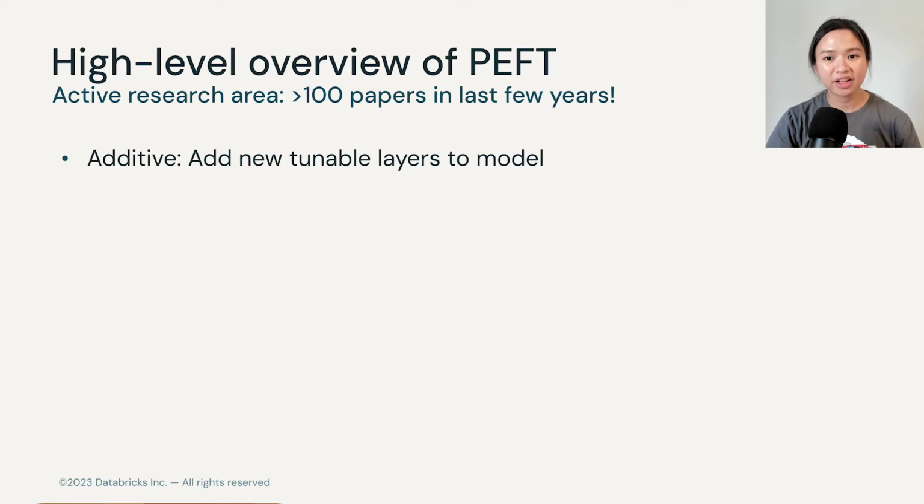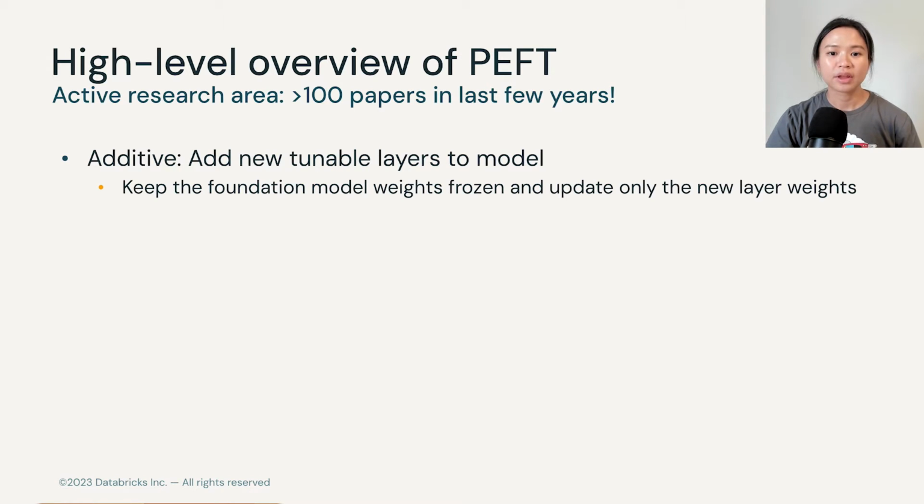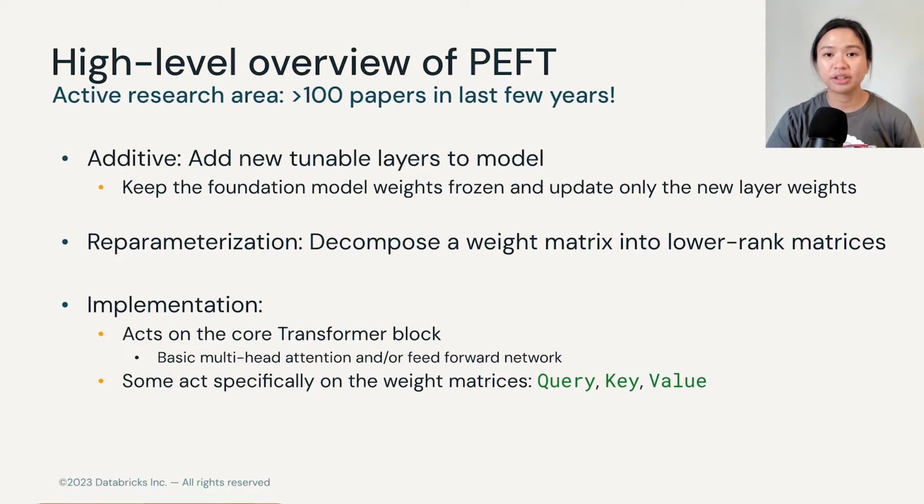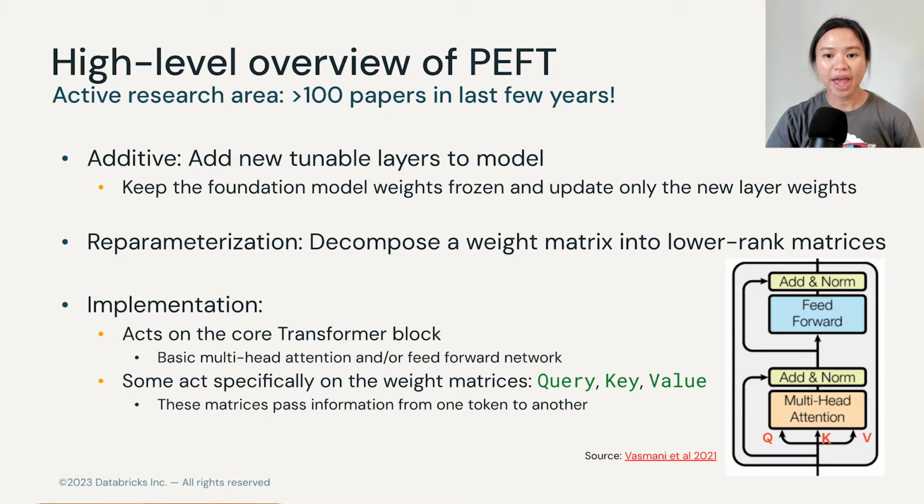At its core, additive methods include adding new tunable layers to the model, and during the fine-tuning process, we only update those new layer weights while keeping the foundation model weights frozen. Reparameterization involves decomposing a weight matrix into lower rank matrices. We'll dive more deeply into both of these methods in the slides to come. Fundamentally, these methods act on the core transformer block. Some act specifically on the query key value weight matrices that are responsible for passing information.